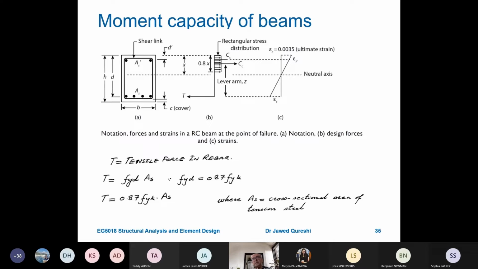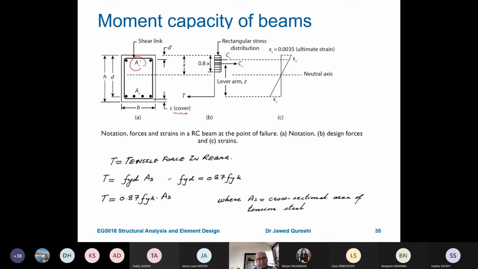In the case of steel beams, we said it is Wpl fy over gamma M0. But here it's not that simple. So we have to derive that equation and then we will use it in a formula. As our case is a singly reinforced beam, here we are not considering these top bars, As.